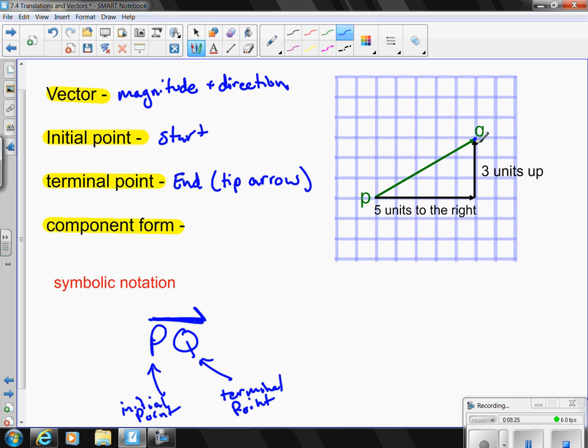Now we can write a vector in component form, which uses these angled brackets, and we can say how far they're going. So vector PQ would have a component form. We went 5 units in the x direction and 3 units in the y direction. The best way to describe component form is just to look at this example. Over 5 to the right, up 3.